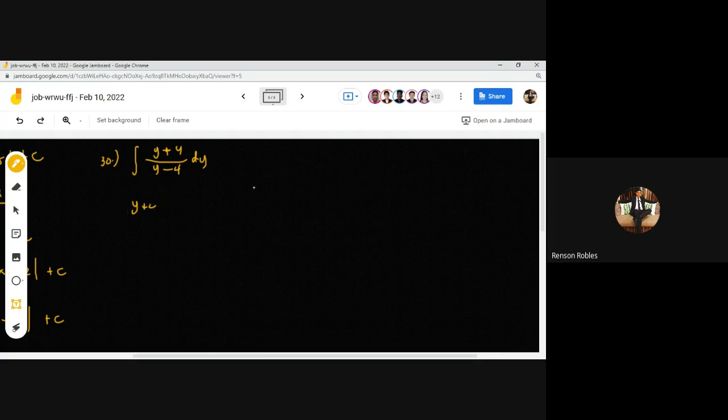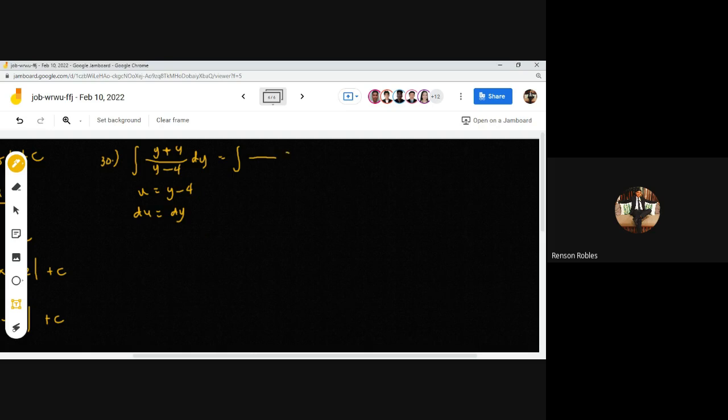Because this is not an ln. Why is it not an ln? Because when you let u be equal to y minus 4, du is simply dy, not this. Okay? All right? Or if you want to look for y plus 4, okay, one way to do it. Let's see what will happen. If I let u be equal to y minus 4, then du is dy.